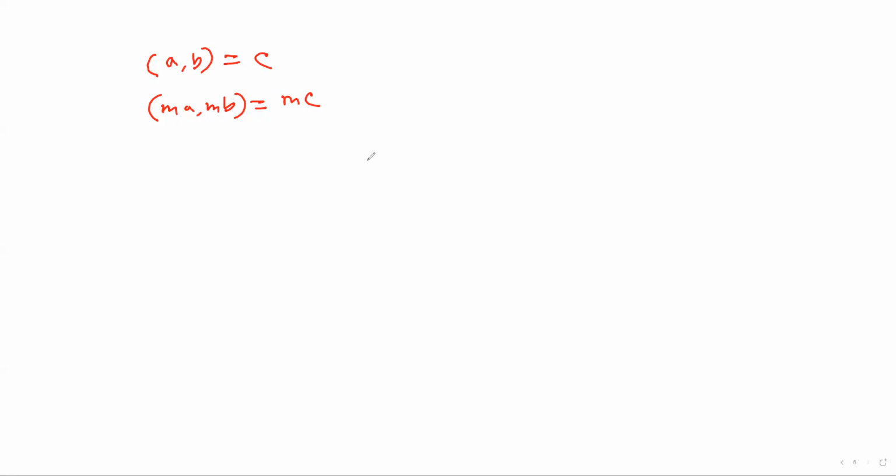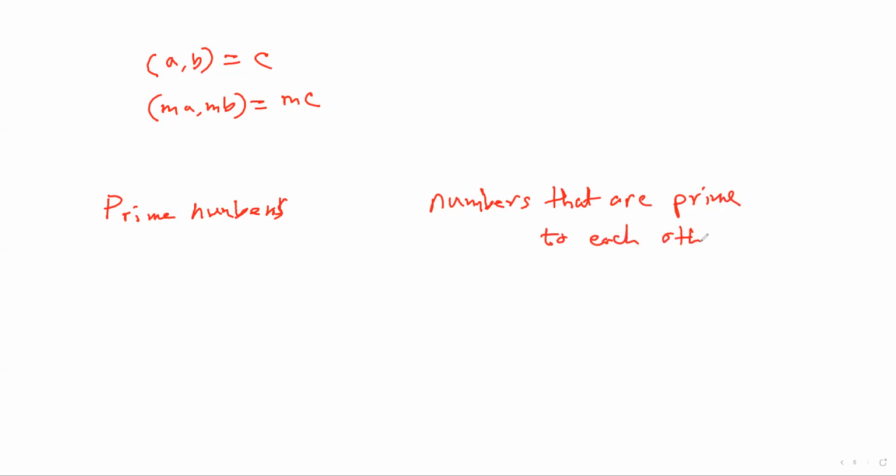Okay, these are the ideas related to greatest common divisor that we were going to cover in today's class. The next topic we are going to start, that belongs to theory of numbers, is prime numbers. And before that, there are two closely related ideas. One is prime numbers, and the other one is numbers that are prime to each other. The latter is sometimes called co-prime numbers.